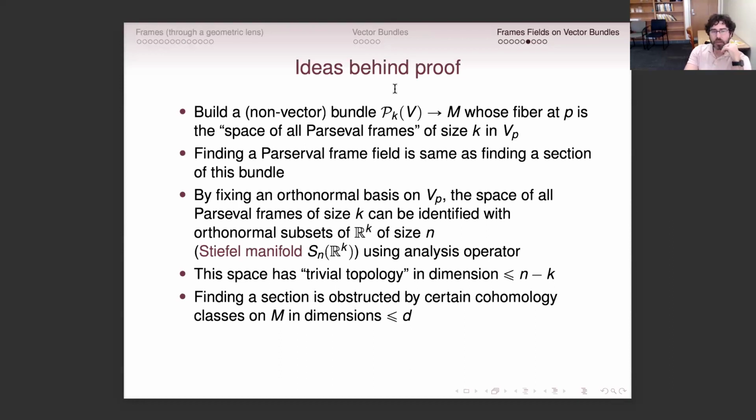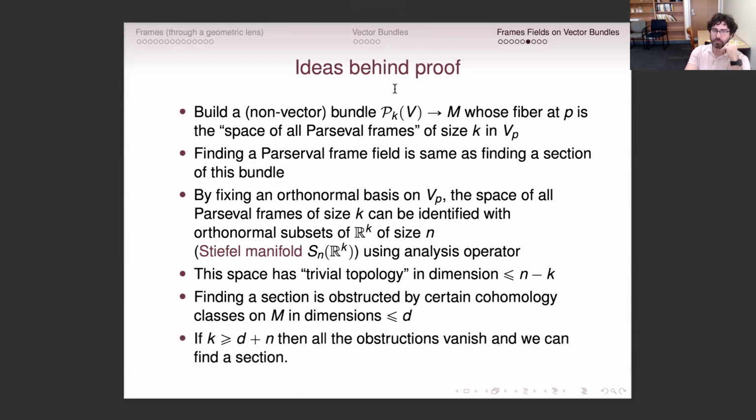And so the idea is that if k is bigger than d plus n, then because the topology of the fiber space is trivial in all the relevant dimensions, you see that the obstructions always vanish in the dimensions that you care about. And so you'll always be able to find some sections. I don't really want to say too much more about this than I already have, but these are the rough ideas of how we were able to prove this.